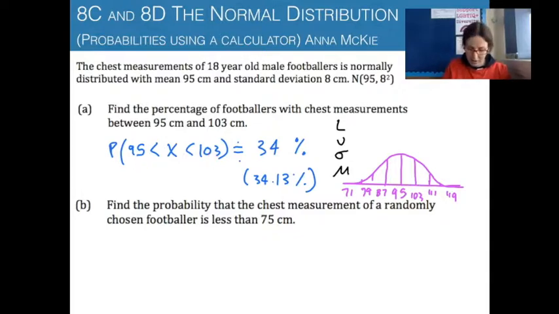We've got the bounds of 95 to 103. So I'm just drawing it on here. The lower bound is 95, upper bound is 103, our standard deviation is 8 centimetres and our mean is 95. So let's go do that in our calculators and check that it's about 34%.